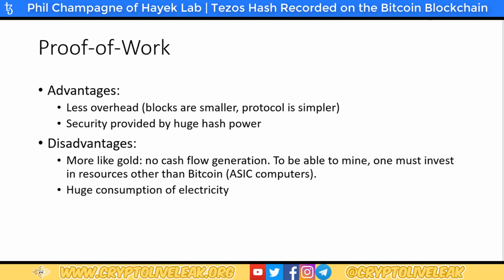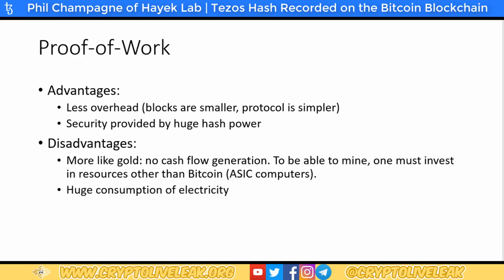So going back to the difference between proof of work and proof of stake, with the price of Tezos going up, there are way more people now joining the Tezos community. There are new Tezos investors, so they might not be familiar with all the advantages. So I want to go over the difference between proof of work and proof of stake. Proof of work, when you look at the two together, has less overhead. The blocks are smaller, and the protocol is simpler.